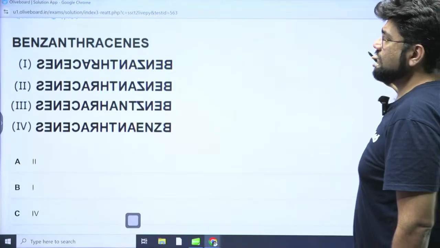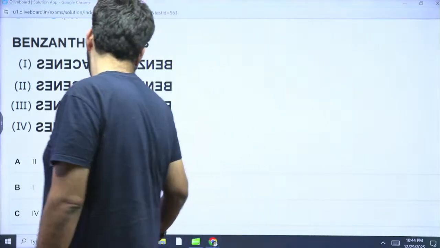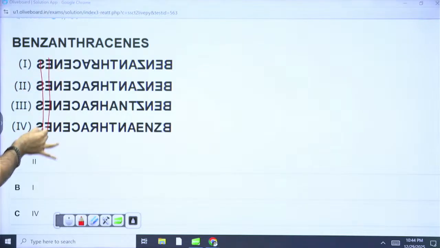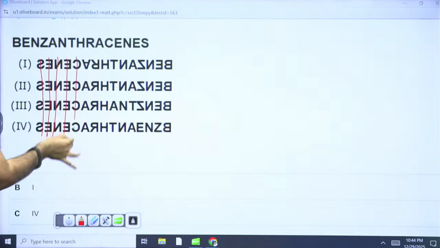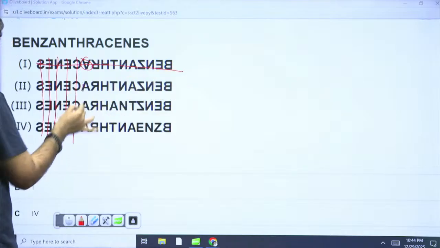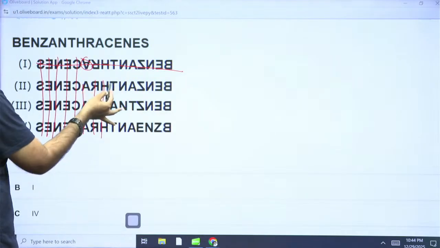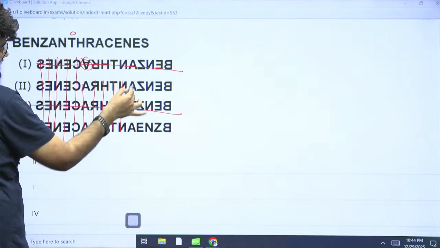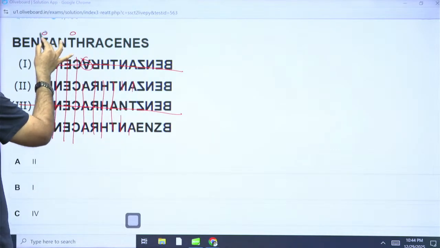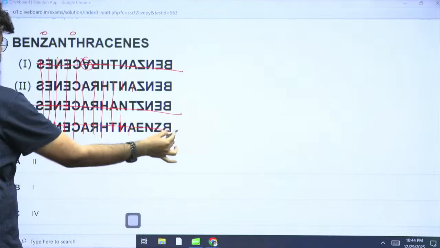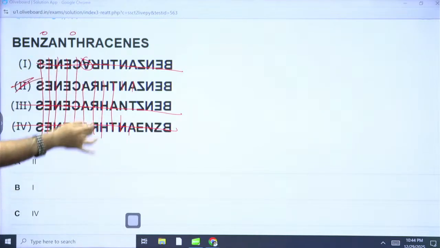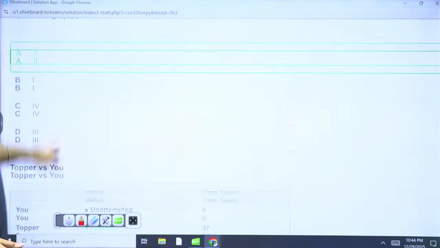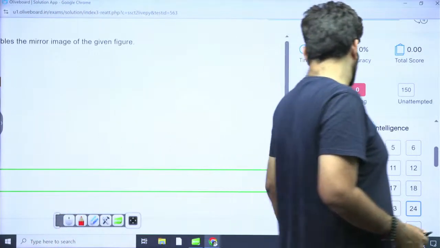Correct mirror image. Okay. Start from here only. So start looking here. This is the same. Same. Same. This is gone. Delete. Now after H you have T here. So this is gone. N. A. And after A you have Z here. So this is also gone. So option 2 is the best answer here. I am doing all this to show you. Basically you have to scan this with your eyes. 37 seconds. Wow. Good.